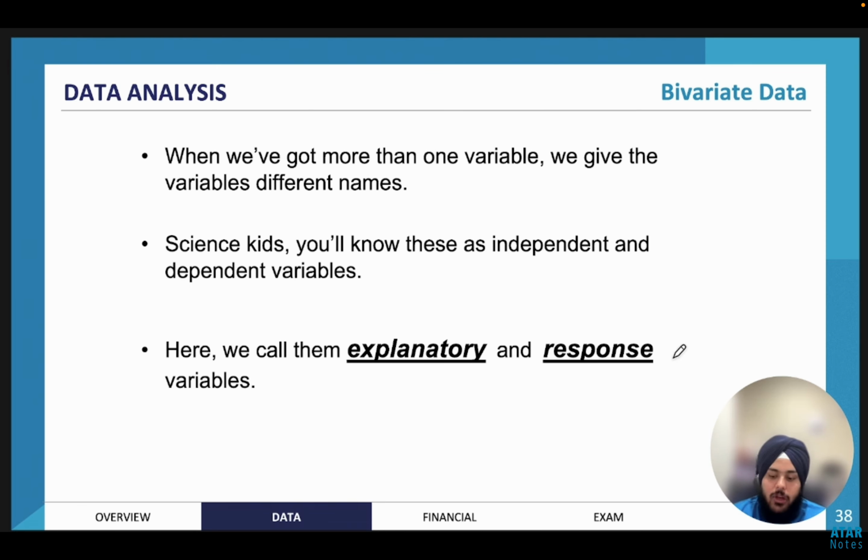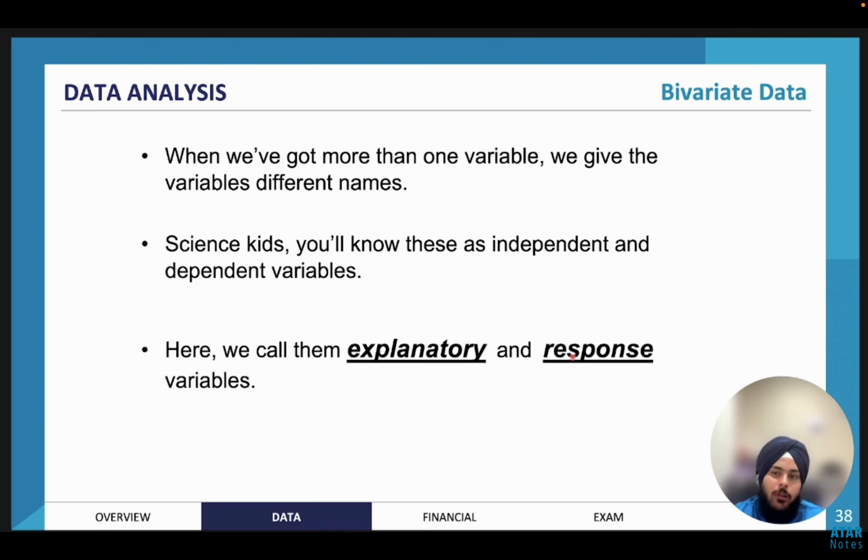Okay, so when we are looking at bivariate data, we will have two different types of variables. So like I said, bivariate data, looking at two or more variables. So we will have explanatory and response variables. So explanatory variables are usually, in other terms, called the independent variable. So it's the variable that we're usually manipulating. And the response variable is usually whatever's going to change as a result of that explanatory variable.